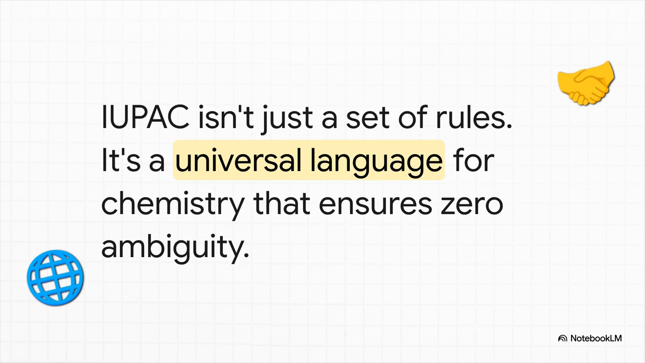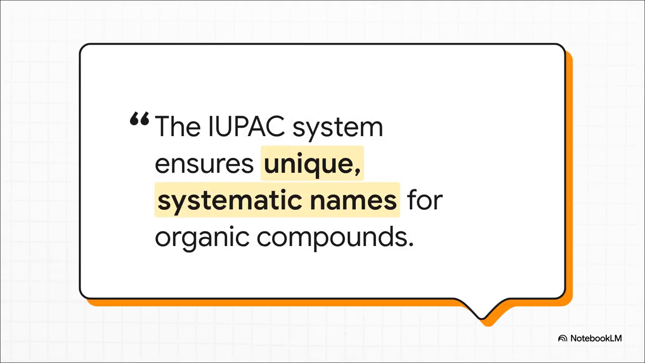This system, which is officially called IUPAC nomenclature, is what ensures that any chemist anywhere on the planet can draw the exact same structure from a single name, with absolutely zero ambiguity. It really is a triumph of logic and collaboration. As the source material puts it, the goal is to provide unique, systematic names. And you know what? It succeeds beautifully. It turns what could be total chaos into perfect, predictable order.